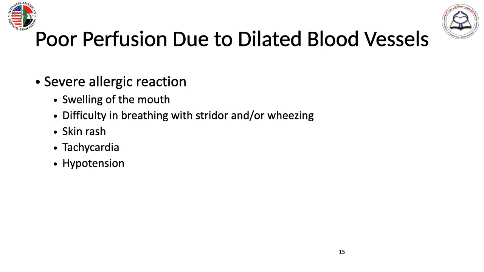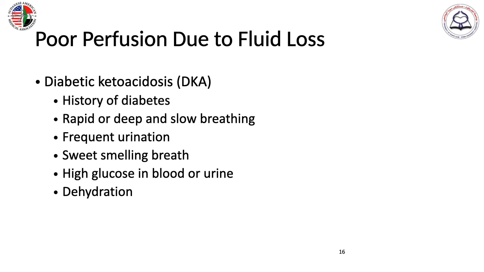Those who have allergies can have swelling in the mouth, difficulty in breathing and stridor, rash, tachycardia, and hypotension. Those with DKA, diabetic ketoacidosis, have a history of diabetes, rapid and deep breathing, Kussmaul breathing, frequent urination, polyuria, sweet smelling breath, high blood glucose, and dehydration.